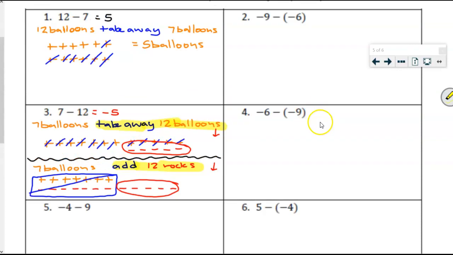All right, let's take a look at 2 and 4, and then after I do 2 and 4 with you guys, then I'll let you guys practice a little bit on your own. When I look at number 2, let's read through the problem. What are we doing? What is this? Where are we starting? -9, which means 9 rocks.